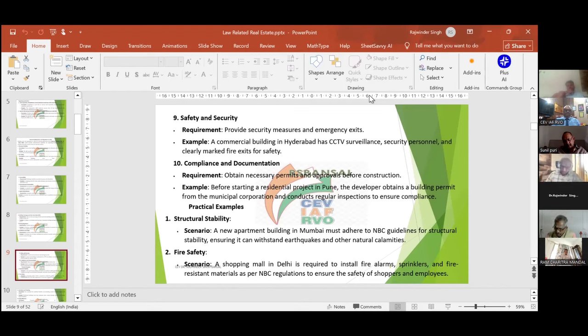So now, there is a recent Supreme Court order which says that no unauthorized construction is to be allowed or regularized by the authority. So whenever you are doing valuation, you have to be very careful about unauthorized construction which is beyond the prevalent building bylaws of your state.